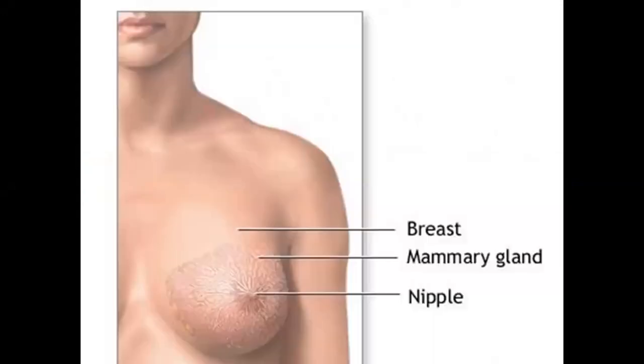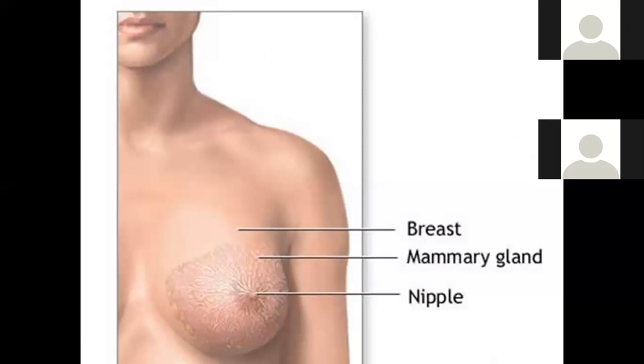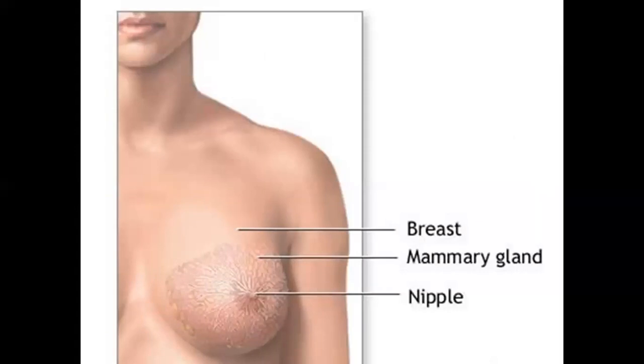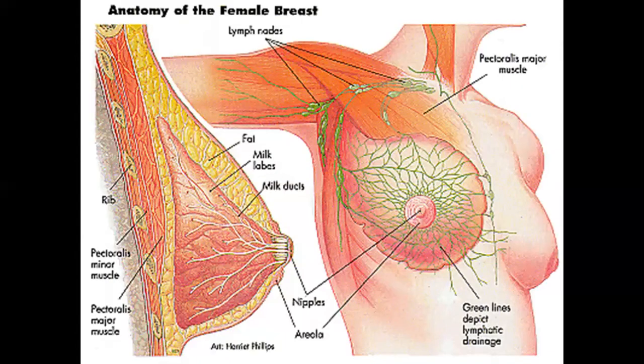So we all know the anatomy. Breasts are modified sweat glands, and breast consists of parenchyma and stroma, as you all know. Overlying skin is part of the skin elsewhere on the body. So this is anatomy. Breast tissue is lying on the chest muscles, and there are ribs underneath.